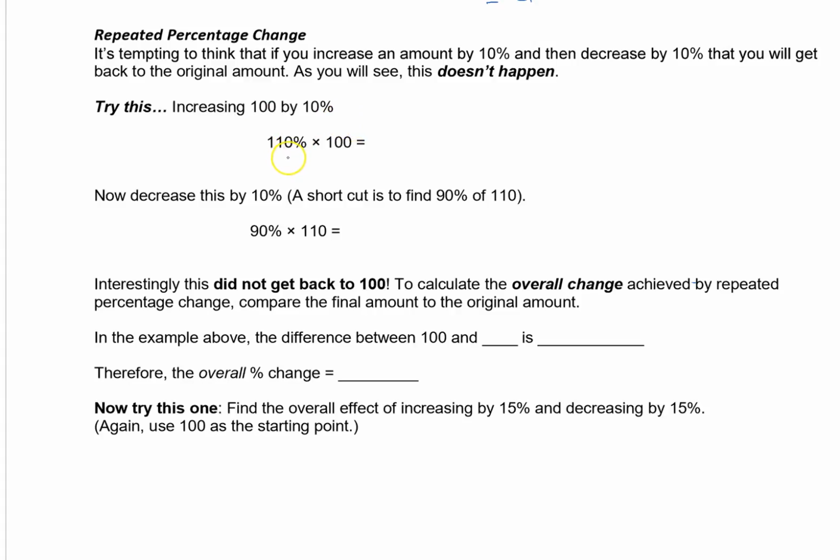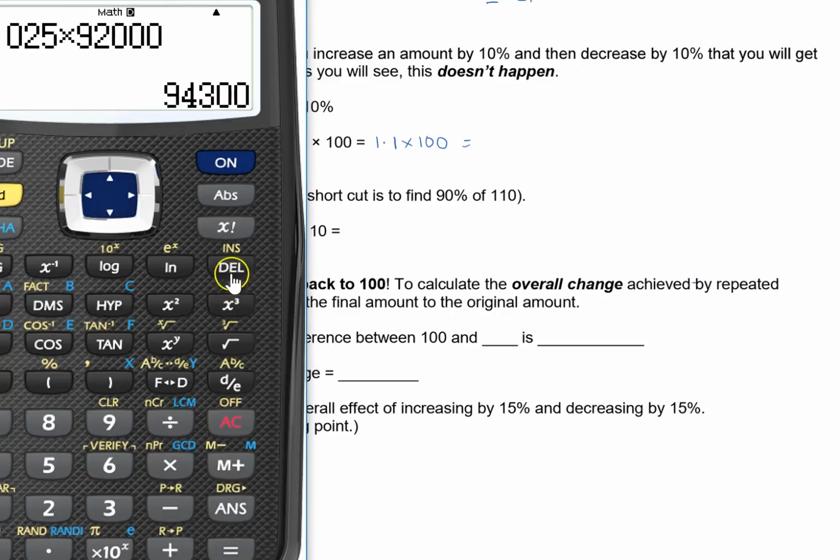You just saw in previous videos that to increase by 10%, a shortcut is to take 110%. So 110%, and we're making all the numbers easy by starting with 100. Change 110% to a decimal, and multiply by 100, and you'll see that you get 1.1 times 100, 110.